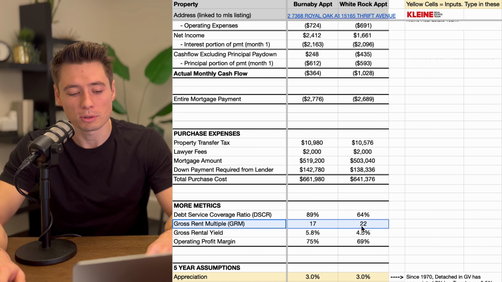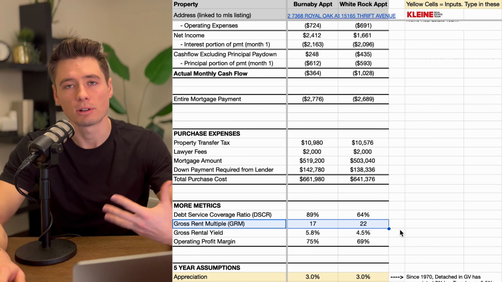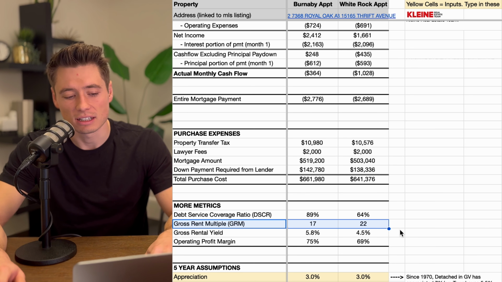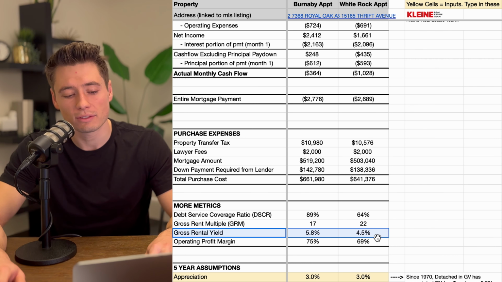The gross rent multiple. That's how many times the purchase price is a multiple of the yearly rent. 17 times, 22 times for the White Rock condo. Obviously lower is better there. Gross rental yield, that's 5.8% for the Burnaby condo, 4.5% for the White Rock. That's kind of like an inverse of the gross rent multiple. That's just the yearly rent as a percent of the purchase price.